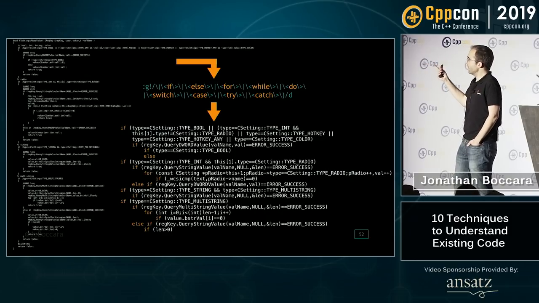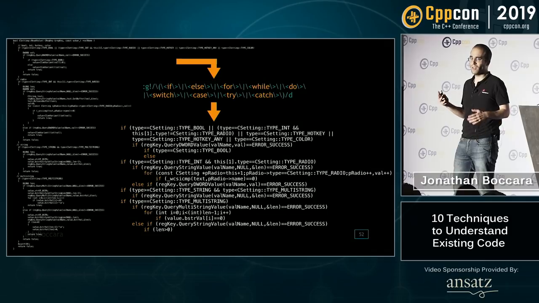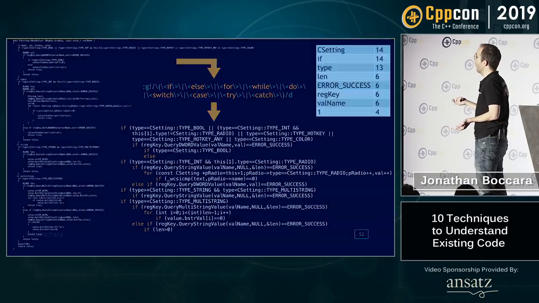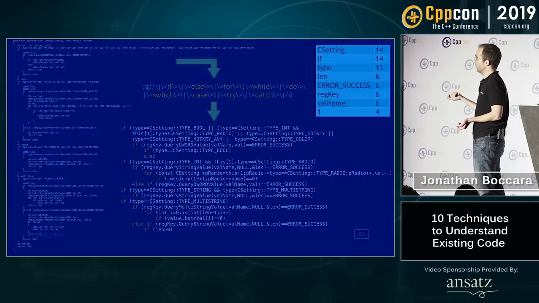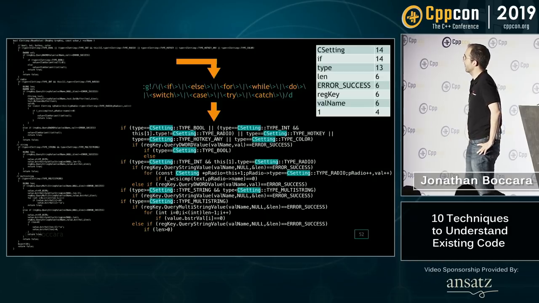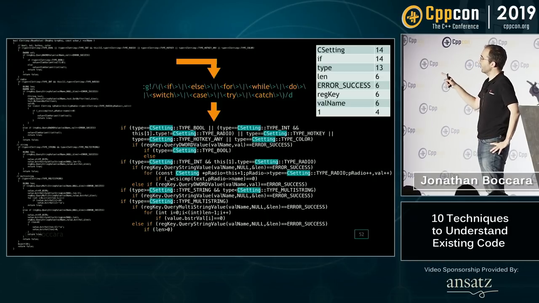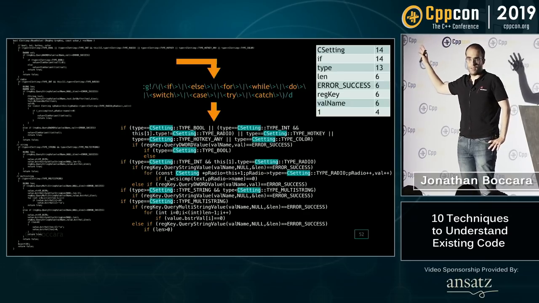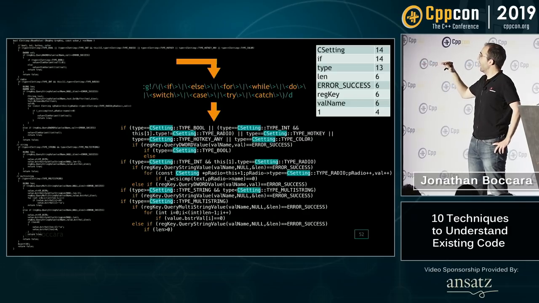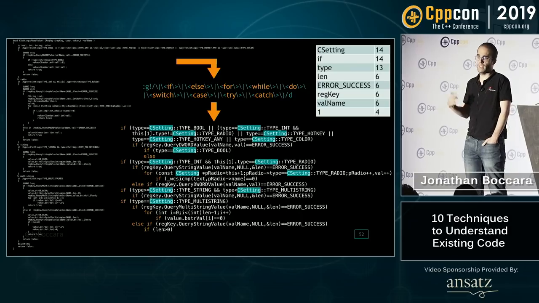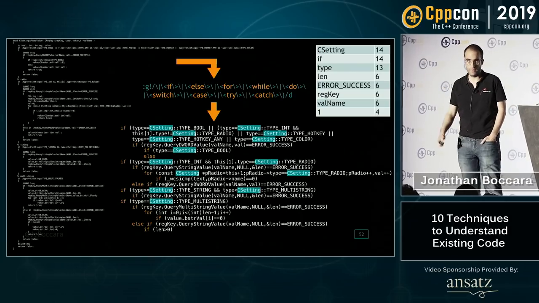Now, this is still code, which means that we can apply the other techniques, in particular, the word count. So we can make a word count on that code and see that, for example, the one that appears the most frequently is C setting. And if we look at how C setting is used, it's used always with the same pattern compared to a type. So the structure of this code is to check a setting, and in particular the type of a setting, and do something accordingly inside of the if statements.